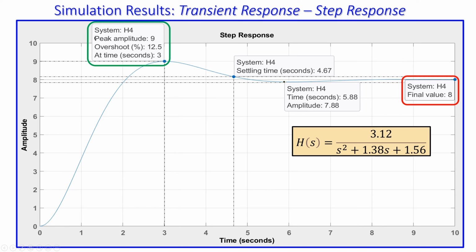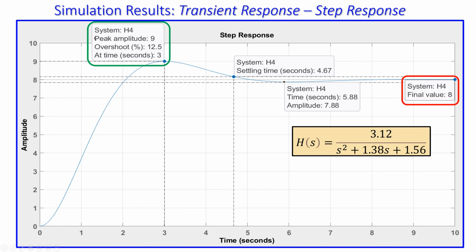The peak value was 9, and the overshoot is 12.5%, so it is 0.125, which is very correct, and that occurs at 3 seconds. It was a peak time, so this is also the confirmation of our peak time. What I do see here is a little bit different from what I have used for my settling time. The settling time here, according to the simulation, is approximately 4.7, which is much smaller than the 5.8 seconds I determined from my plot. So how is it possible?